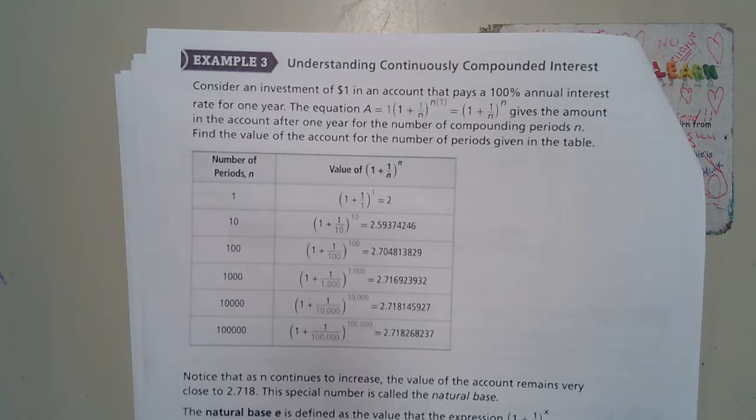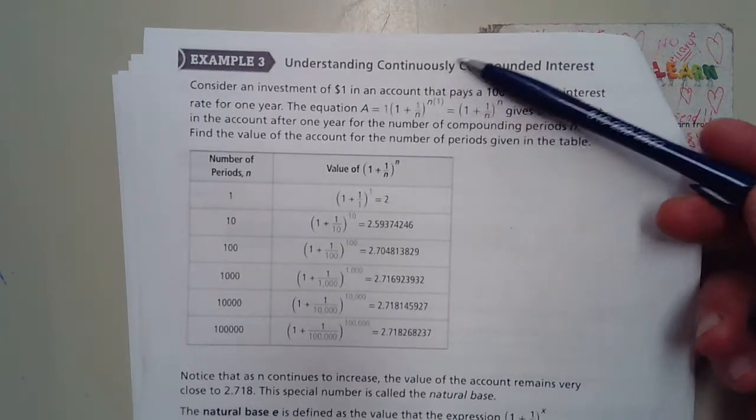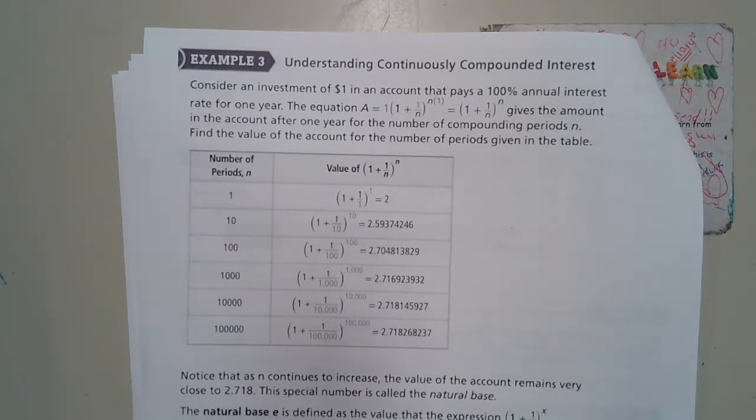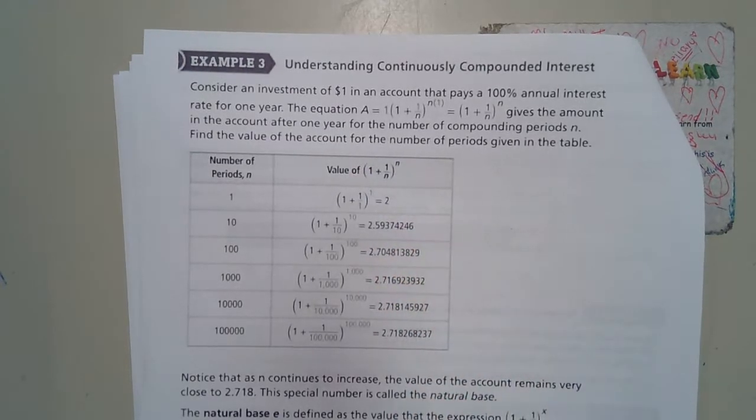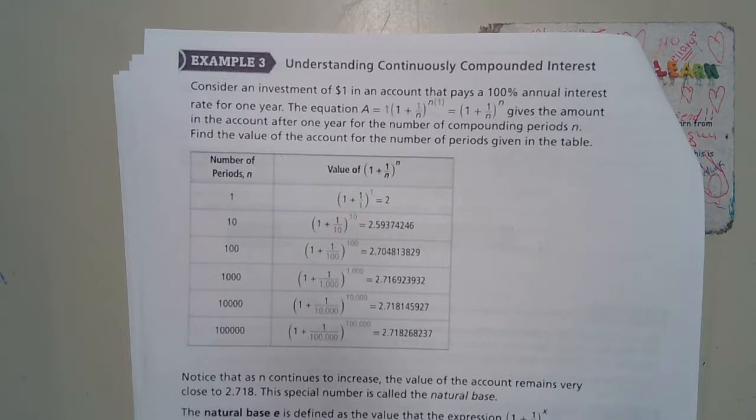All right, so we're going to move on to example 3. It says, understanding continuously compounded interest. So just as a quick recap, we did various compounded interest, like compounded monthly, quarterly, twice a year, 4 times a year, 12 times a year, whatever it was. And we used this formula when we were doing that. And this has a really simple example to kind of show you what continuously compounded means.